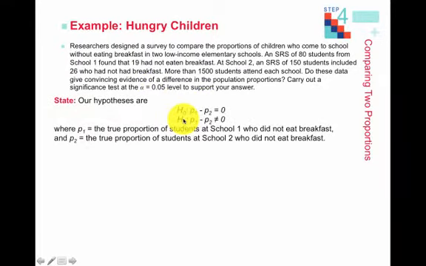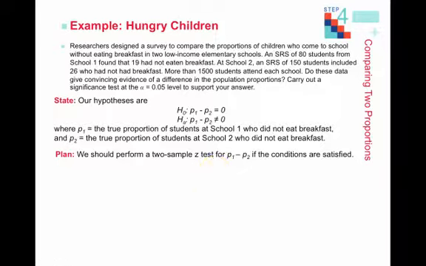So, our null hypothesis is that p1 minus p2 is 0. What that means is that there is no difference between school 1 and school 2 for the students that don't eat breakfast. And you need to make sure you're defining p1 and p2. p1 is the proportion at school 1 who did not eat breakfast. p2 is the proportion at school 2 who did not eat breakfast. Our alternative hypothesis is that these aren't the same, that p1 minus p2 is not 0.